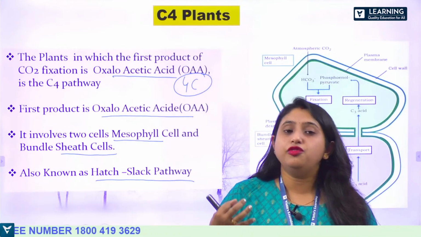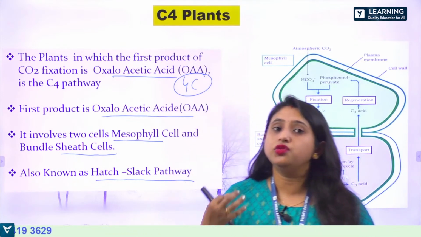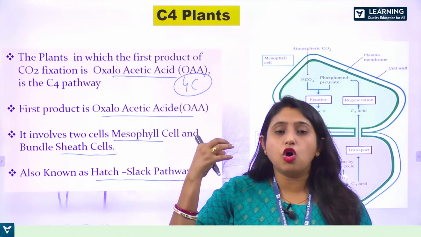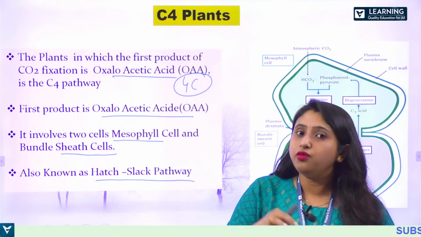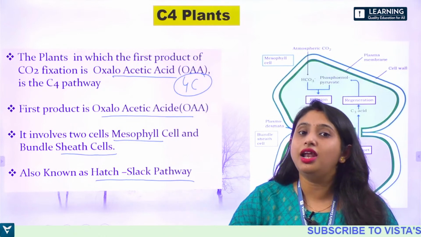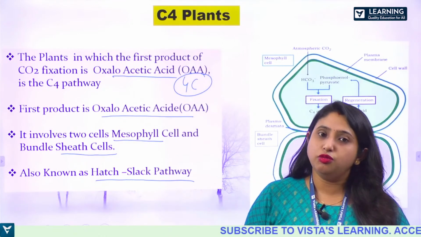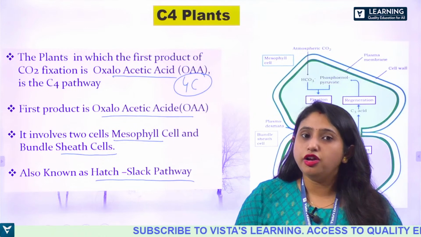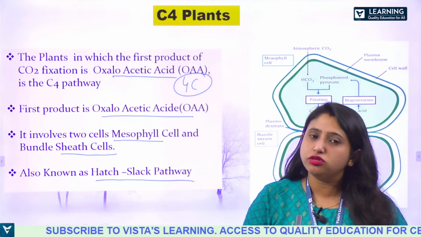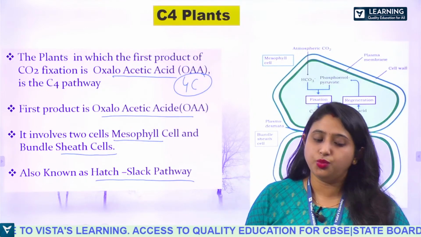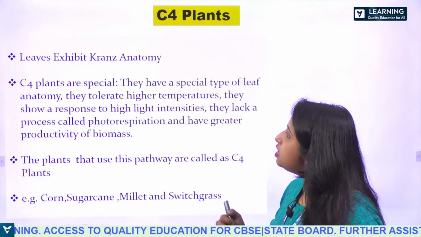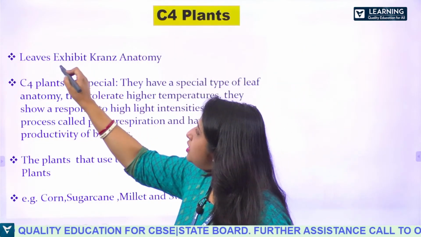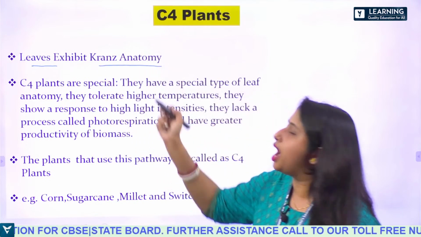So we will learn that photorespiration is a process where oxygen comes and binds with the RuBP. It will not allow the carbon dioxide to bind with RuBP. So in order to stop that process, all these pathways are being followed. See here, the leaves exhibit a Kranz anatomy.